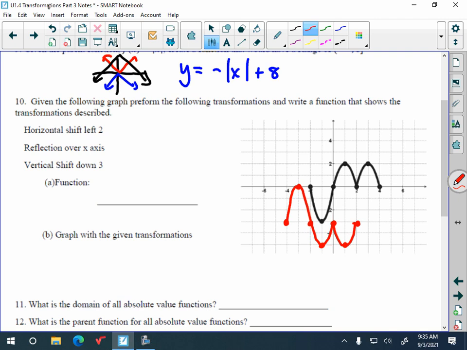All right, then the equation that we're going to write for this, y equals, and then we have an f. All right, left 2, that means it went in the negative direction, so we changed the sign to plus 2. A reflection over the x-axis means that we have to lead off with a negative in front. Down 3, we have a minus 3 again.